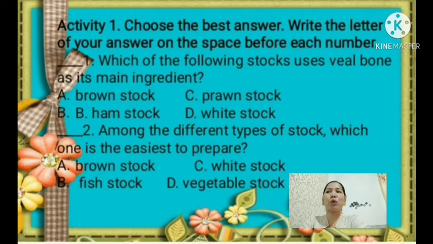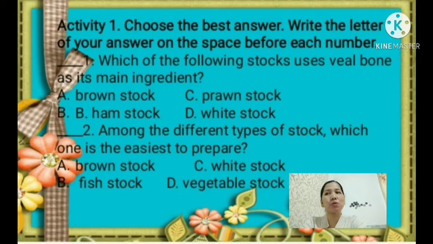And then answer. Number 1. Which of the following stock uses veal bone as its main ingredients? A. Brown stock. B. Ham stock. C. Prawn stock. D. White stock. Again, which of the following stock uses veal bone as its main ingredients? A. Brown stock. B. Ham stock. C. Prawn stock. D. White stock.